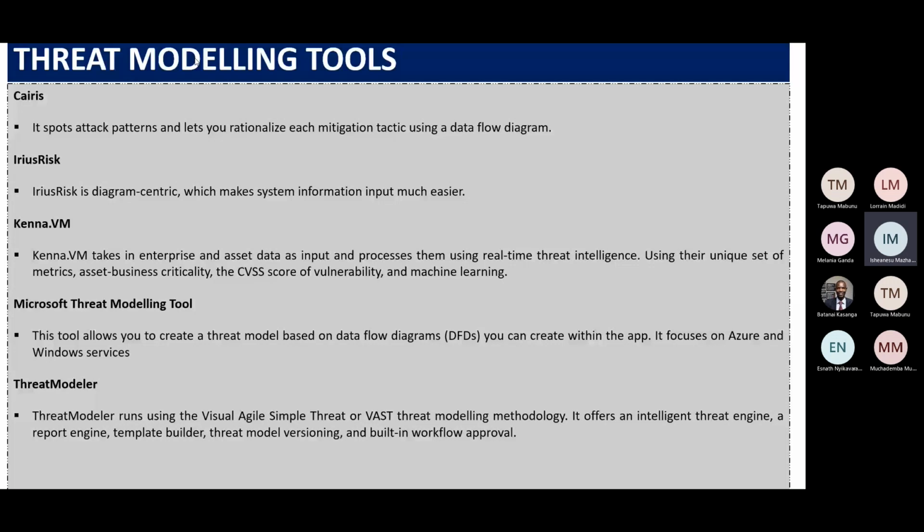And the next one is Kenna.VM. Kenna.VM takes in enterprise and asset data as input and processes them using real-time threat intelligence. Using their unique set of metrics, asset business criticality, a CVSS score of vulnerability, and machine learning, Kenna.VM offers a risk score for the entire system, as well as individual components. Any change in even a single component's vulnerability reflects on the entire system status.